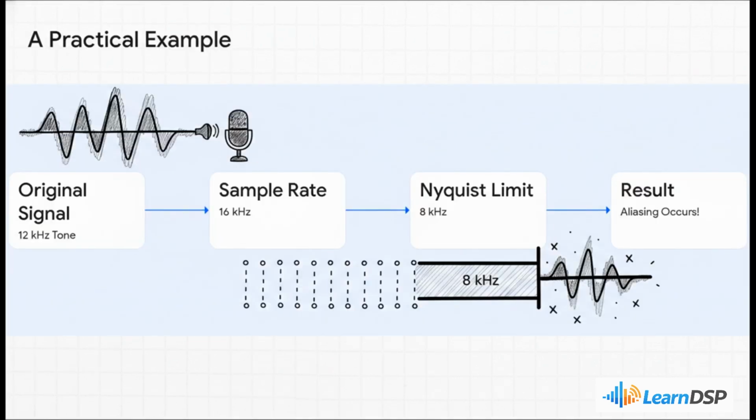Let's put some actual numbers to this so it makes more sense. Imagine you've got a high-pitched tone at 12 kilohertz, and let's say you decide to record it with a sample rate of 16 kilohertz. Okay, so according to our rule, the Nyquist theorem, the highest frequency you can accurately capture, your Nyquist limit, is half that sample rate. So half of 16 is 8 kilohertz. Well, our tone is at 12 kilohertz, which is way above that 8 kilohertz limit, and that means we've got a big problem.